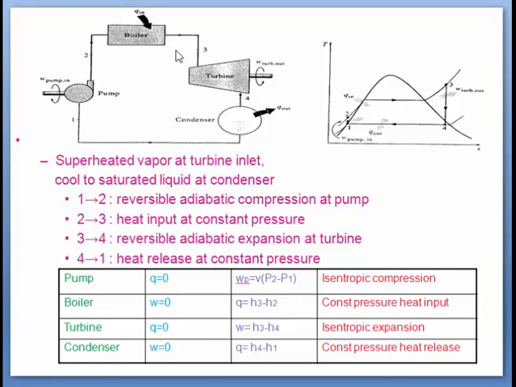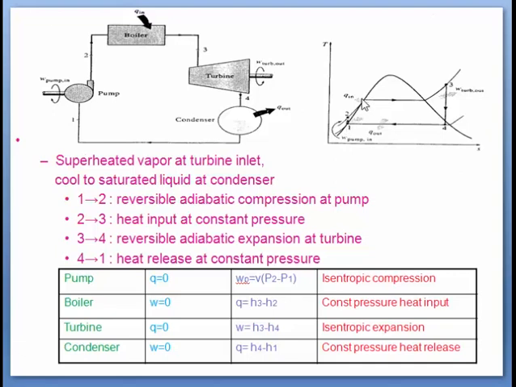2 to 3 is heat addition at constant pressure. 3 to 4 is isentropic expansion of steam in the turbine, and 4 to 1 is condensation, or heat release at constant pressure in the condenser. So this 1 to 2 is an isentropic process. That's why it will be a line parallel to the axis representing temperature, because entropy remains constant. So 1 to 2 is a straight line.